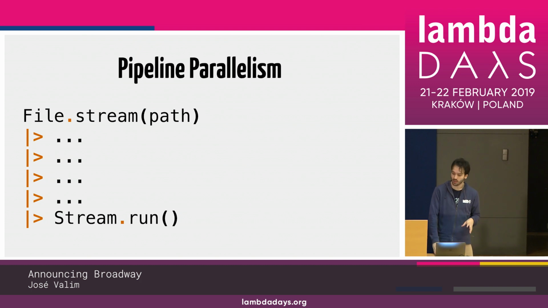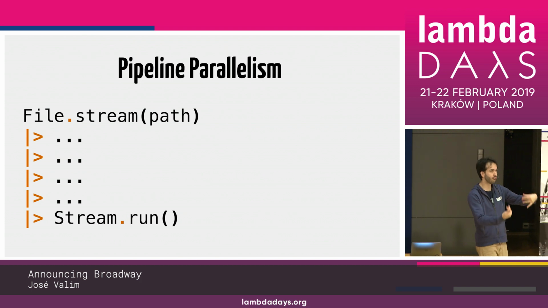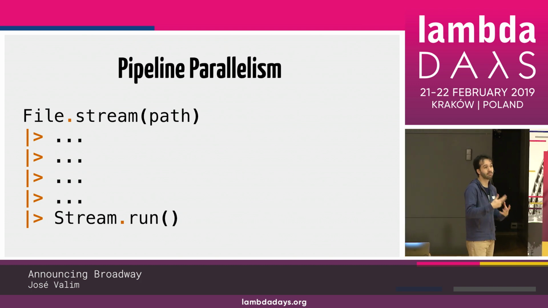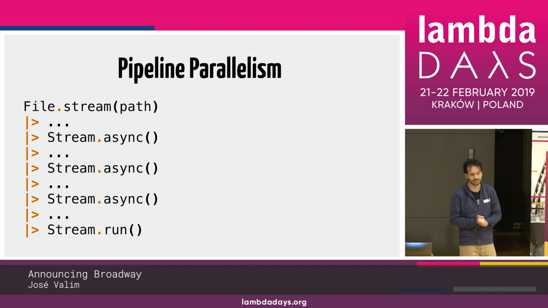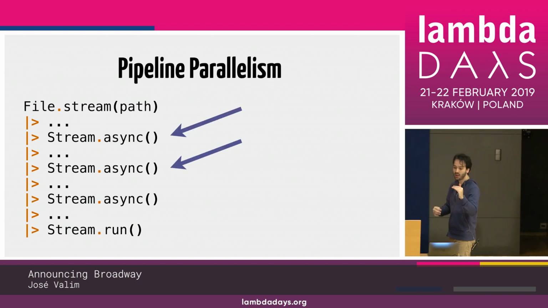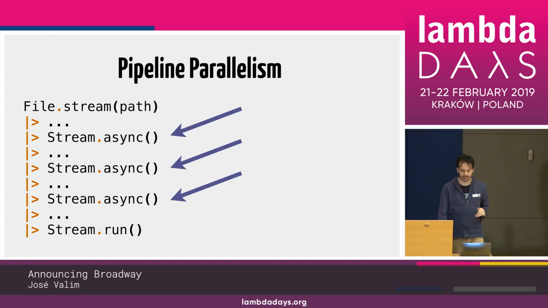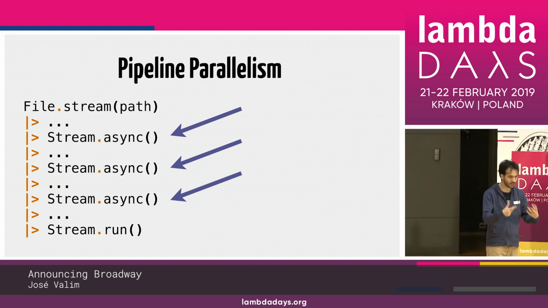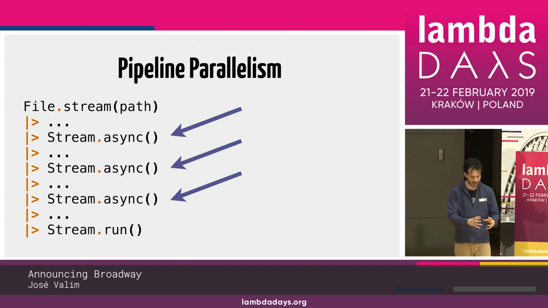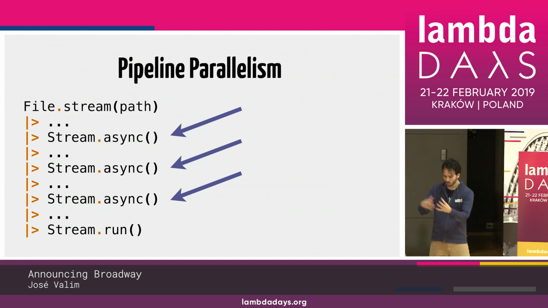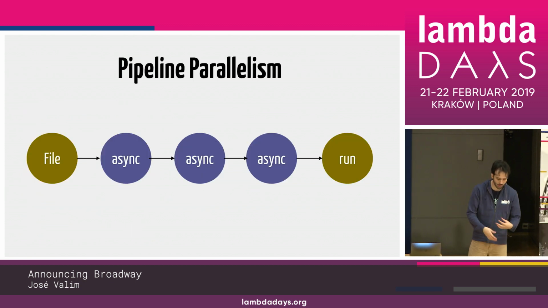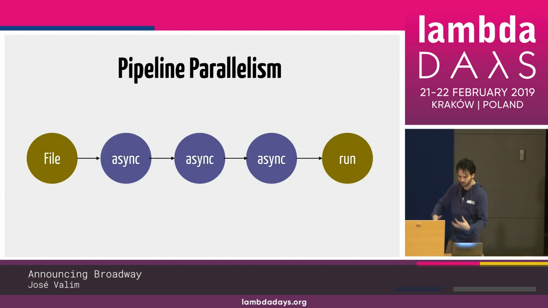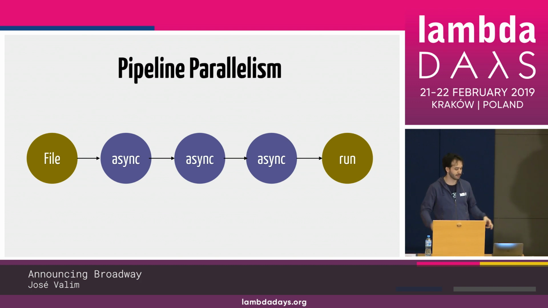And every time you call stream async, it says that all the computations before that happen in a separate process. So that was our first attempt, right? So imagine here, if we have this pipeline, when we call stream async 3 times, what is going to happen is that we are going to have one process, so one entity of computation, right? Like get the data from a file, and that is going to send to the other process that may map over it, another process that is going to filter, and then we have like this pipeline.